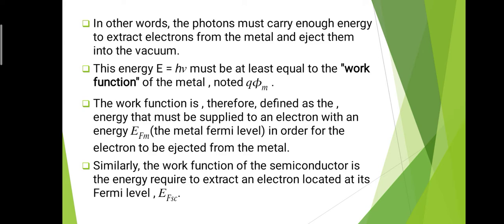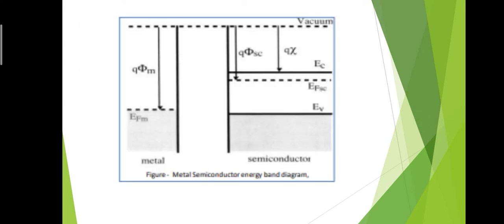Now this is the metal semiconductor energy band diagram. The left hand side is denoted as the metal and the right hand side is denoted as the semiconductor. That means the left hand figure is the energy band diagram for the metal, and the right hand figure shows the energy band diagram for the semiconductor.